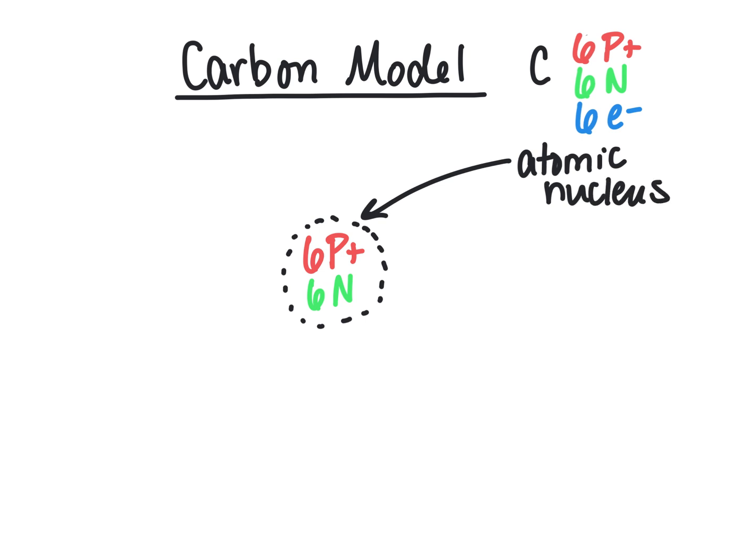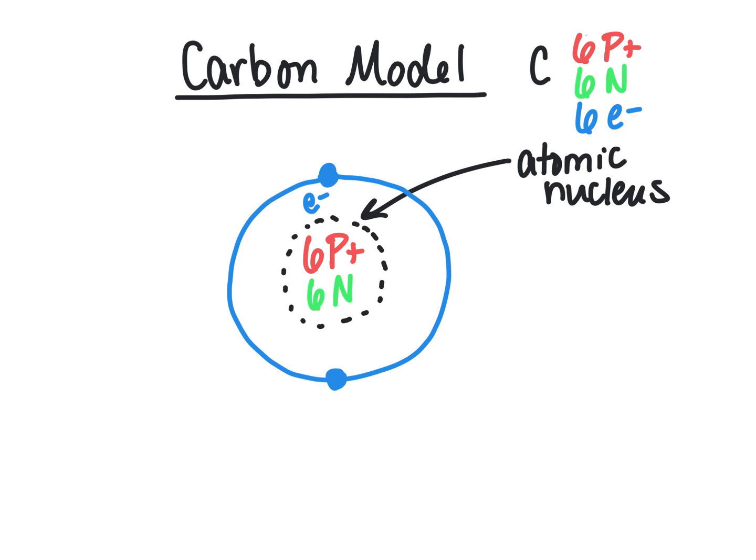Now, the electrons are going to go into these orbitals or these electron shells that orbit or surround the nucleus. So first we'll draw the first orbital. And the first orbital can only hold a maximum of 2 electrons. So I'm just going to put 2 dots here. And each of these dots is representing an electron.